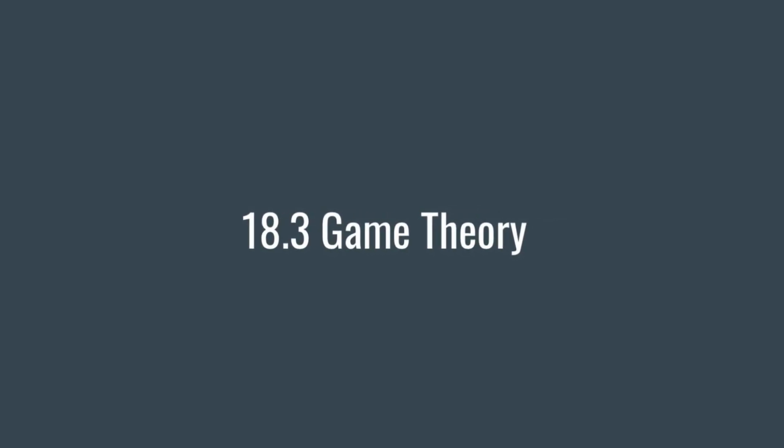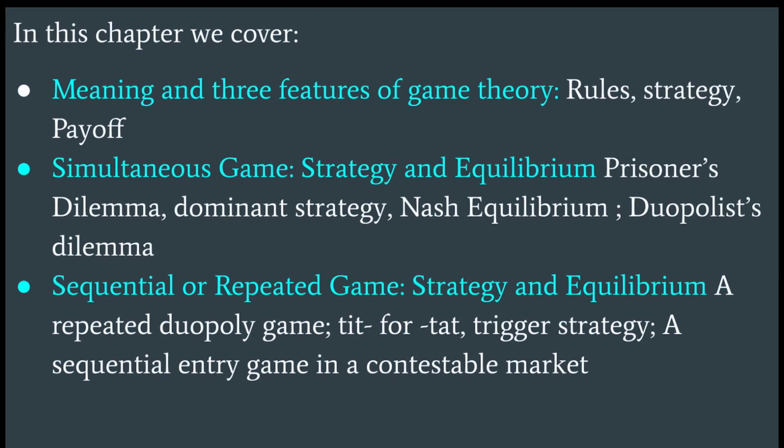18.3 Game Theory. In this chapter, we cover the meaning and three features of game theory: rules, strategy, and payoff. Simultaneous game, strategy and equilibrium, in which we study the prisoner's dilemma, dominant strategy, Nash equilibrium, and another example, the duopolist's dilemma.